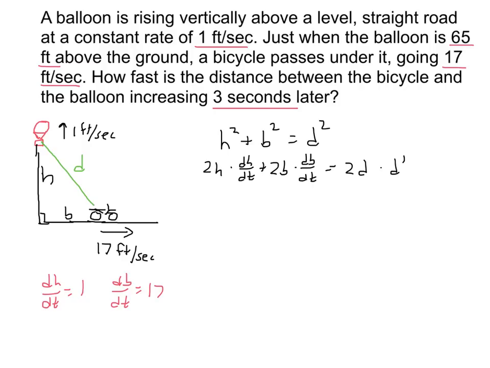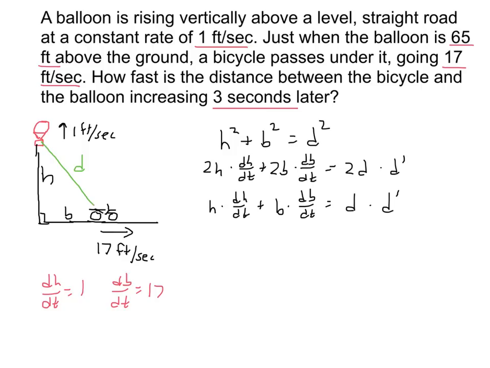And now I can go through and drop off the 2's. That works. So I'd have h times dh/dt plus b times db/dt equals d times d prime. And what I'm really going to be looking to find is d prime. Now, once I have that derivative, remember on here, number one, give a diagram and label the information. Number two, come up with the equation that you can use, take implicit differentiation with respect to time, and actually go through and take that derivative with respect to time.